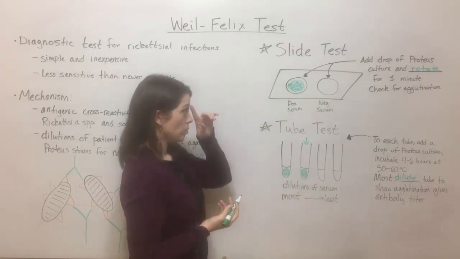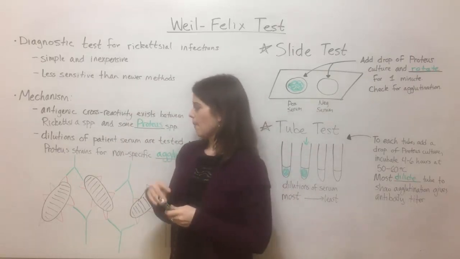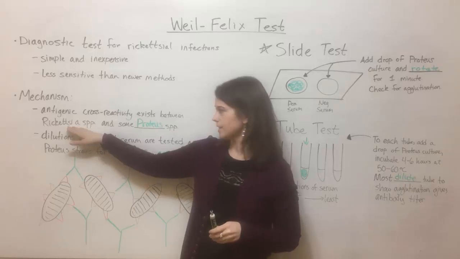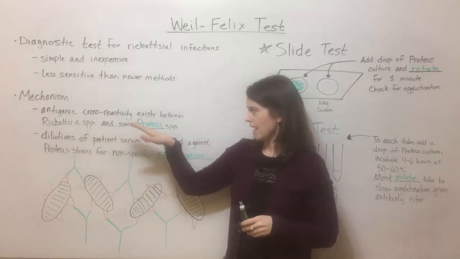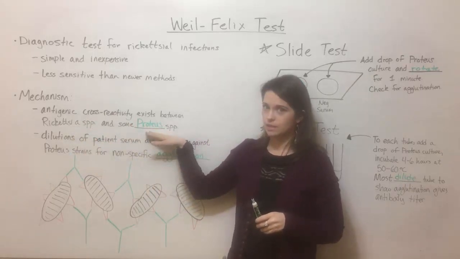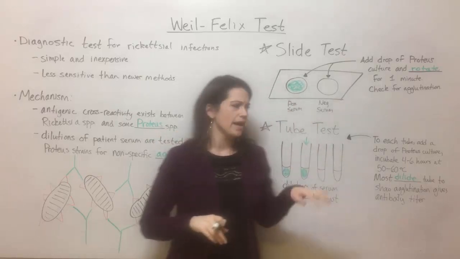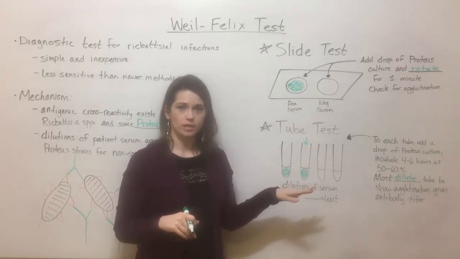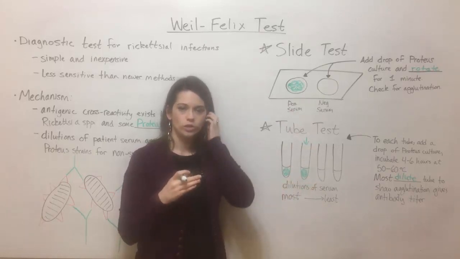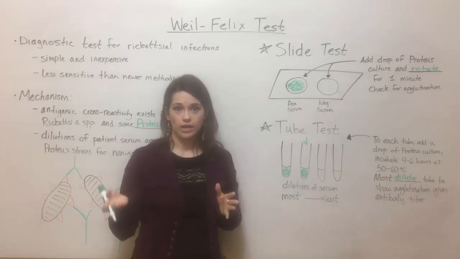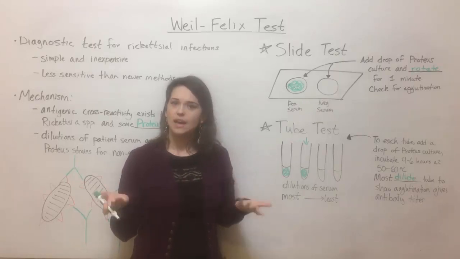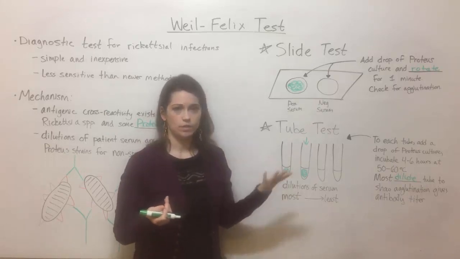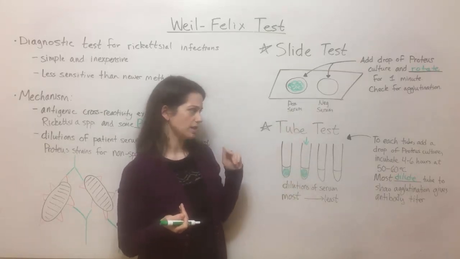I do want to point out one more thing, and that is that antibodies to different species of rickettsia will be cross-reactive with different species of proteus, which means that you might have to do these tests a few different times using different species or strains of proteus in order to determine which kind of rickettsial infection somebody has, if any. So to screen them for the different types of rickettsial infections, you might have to go through this process a few different times.